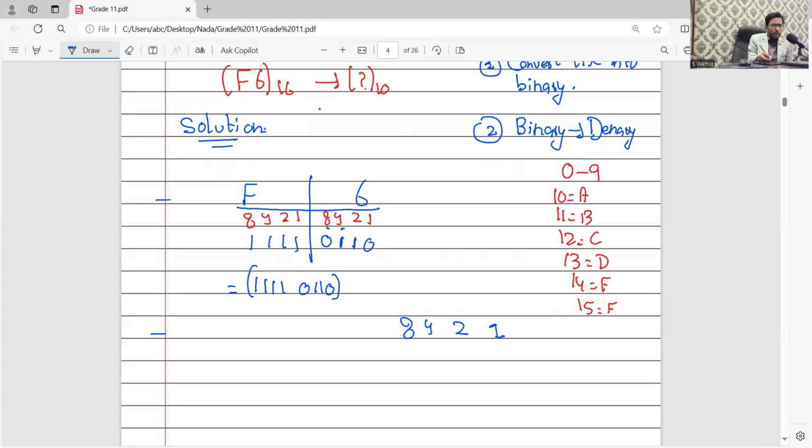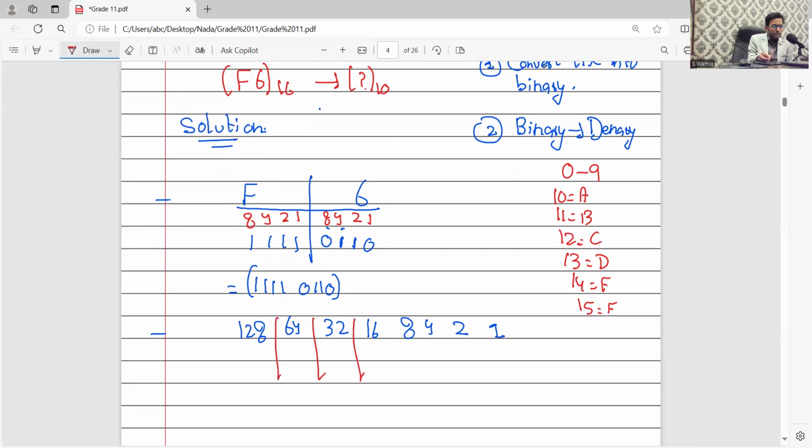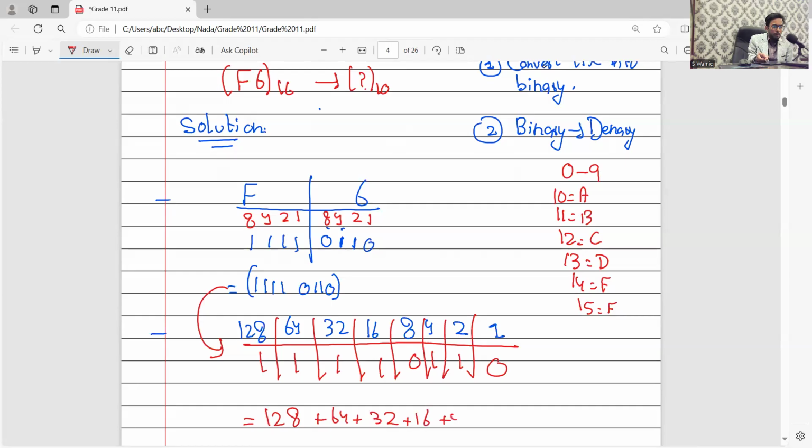So 1, 2, 4, 8, 16, 32, 64, 128, and now I am going to convert this right here. So this is going to be 1, 1, 1, 1, 0, 1, 1, 0. So the answer is going to be, I'm going to add these values. This is 128 plus 64 plus 32 plus 16 plus 4 plus 2. So I'm only going to take the values that are considered as 1.